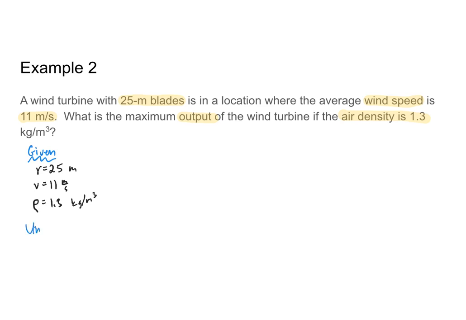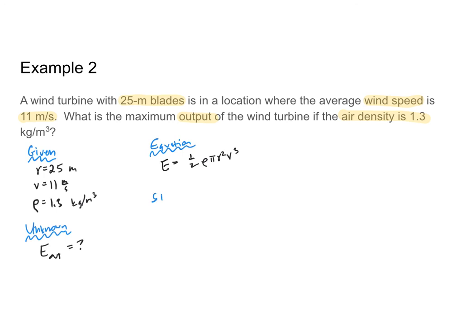We also know that our unknown is the theoretical maximum output energy. So our output energy if there are no concerns about efficiency. So E out. So our equation here is going to be given as E is equal to 1/2 rho pi r squared v cubed.